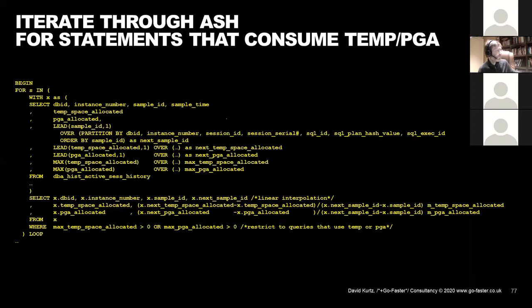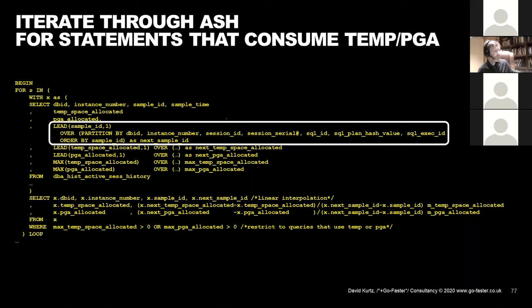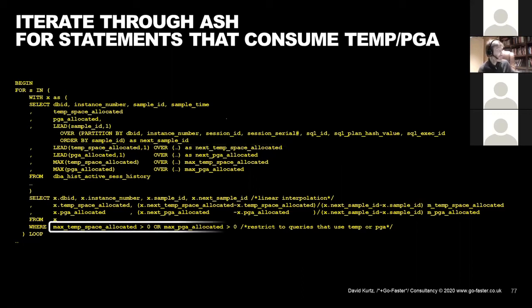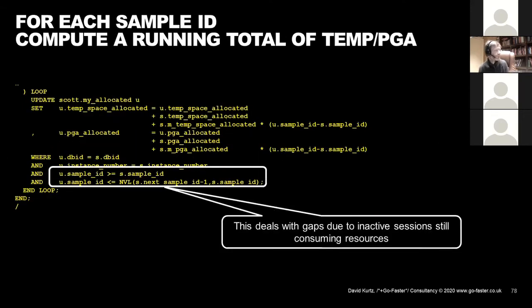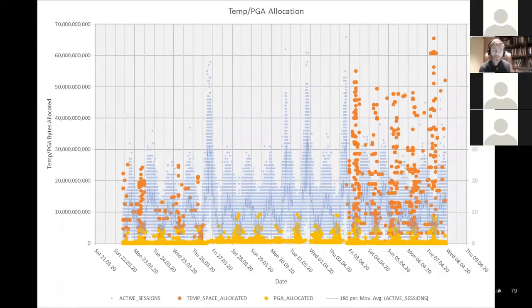And then I'm going to work through all of my ASH data and say for all of the samples that fall in here, where I've got temporary space in use, I'm going to build up a running total of temp space for all of my ASH samples, whether I've got an actual sample or not, including the gaps. And then I can say what's going on in my database.